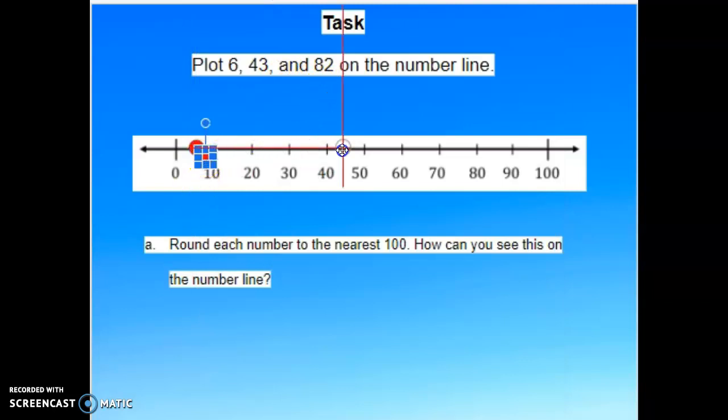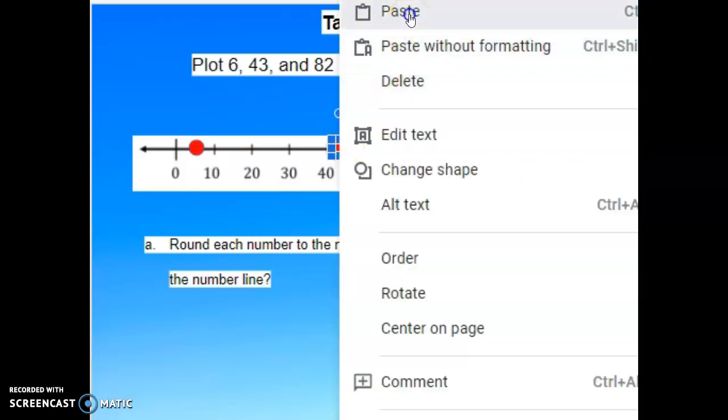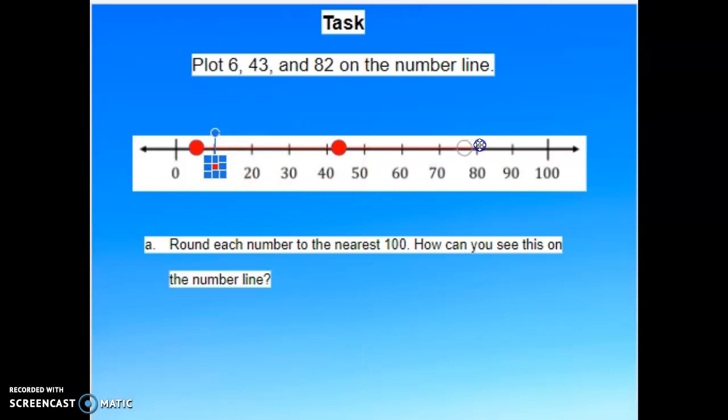Probably should have just copied that number line. It might have made my life a little easier, but it's okay. We're good to go this morning. It's Monday and we're good to go.